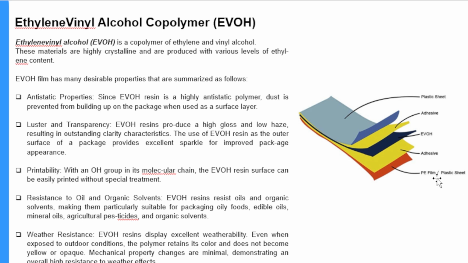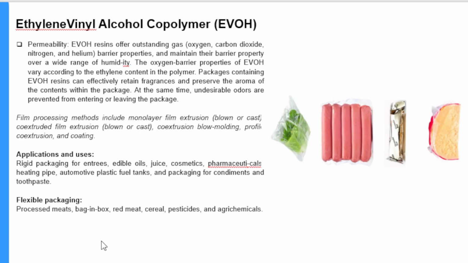Here is the figure showing different layers: plastic sheet, adhesive, EVOH, adhesive, PE, and plastic. It is possible to laminate many materials with EVOH. Again, the characteristics continue.